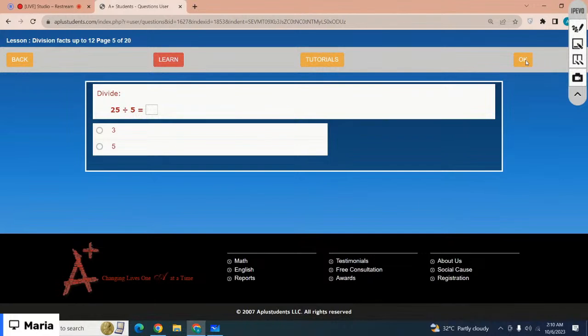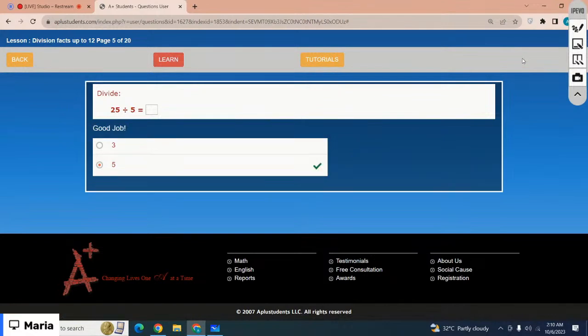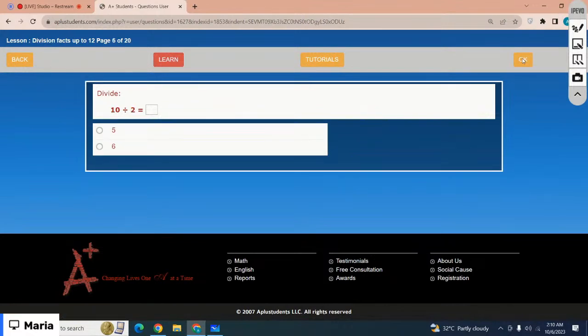The next one is 25 divided by 5. Which is the correct option? 5 times what number is 25? Very good. 5 times 5 makes 25. The correct option is 5. Okay, 10 divided by 2 equals, 2 times what number makes 10?